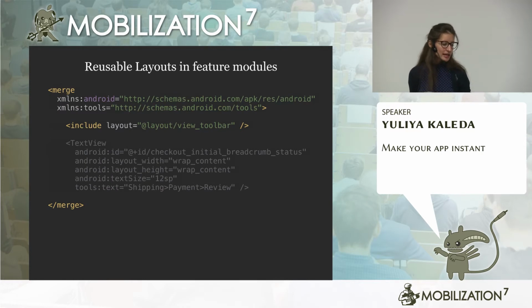Currently, reusable layouts in feature modules are not supported. So if your application is full of merge and include tags, guys, I'm sorry, they don't work in feature modules. They do work in the base module, but not in feature modules. And if you expect me to share a good workaround, I won't, because we don't have one. So what we ended up doing is we just removed all merge and include tags, and we had to nest the layouts in the XML files.